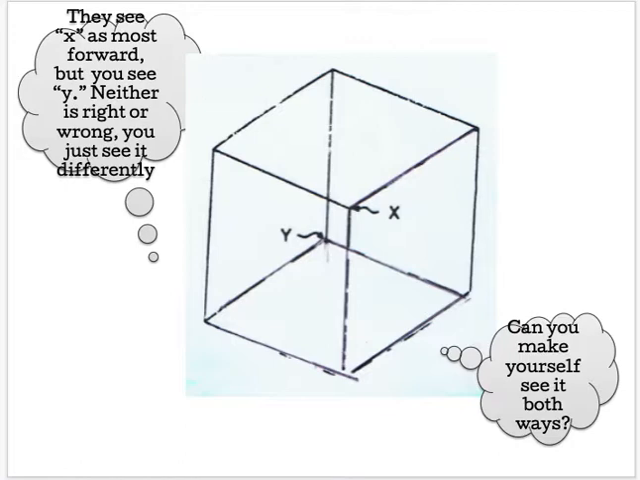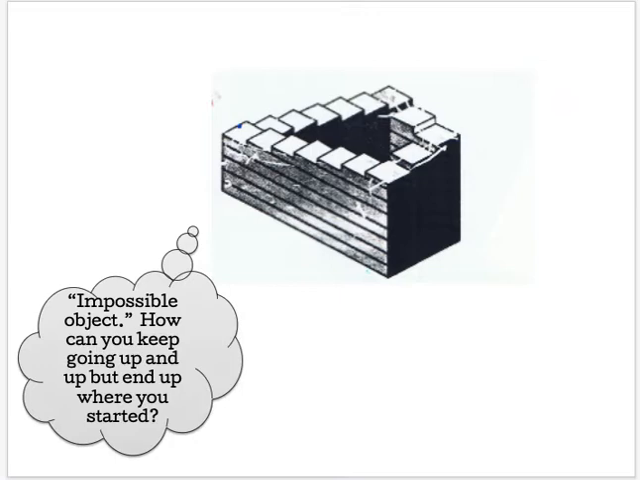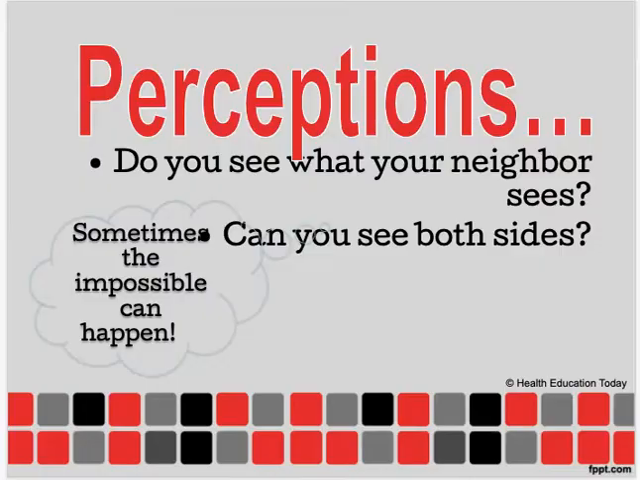That one's a difficult one. Sometimes there is more than one way of seeing things. How about this one? Impossible object. How can you keep going up and up, but end up where you started? If you take a look at this and you move in a counterclockwise pattern, you can see that the person is constantly walking up the stairs. But how would that actually work? Sometimes the impossible can happen.